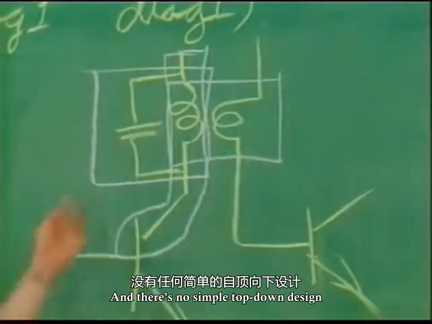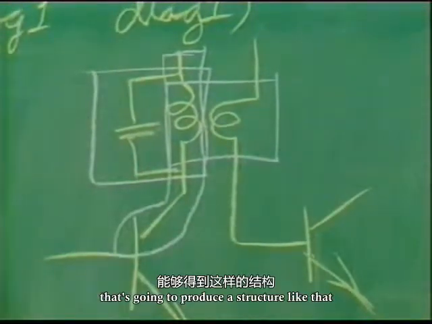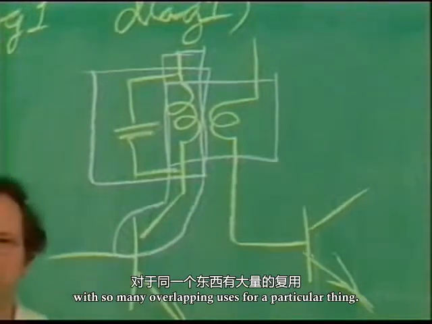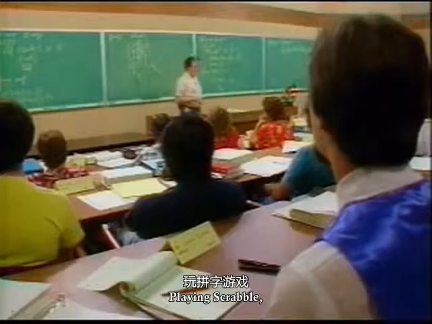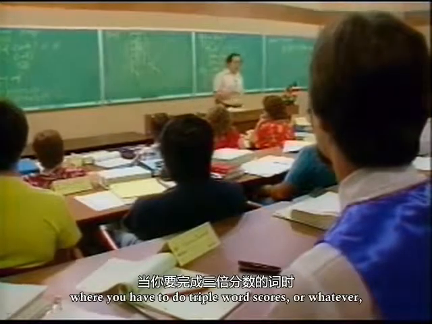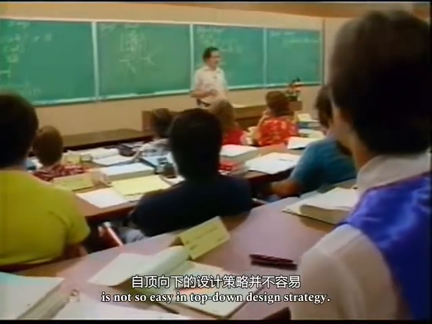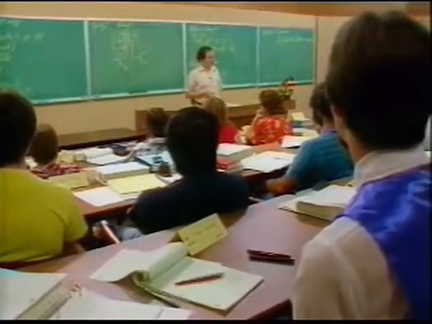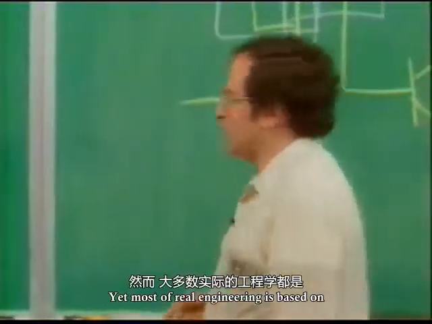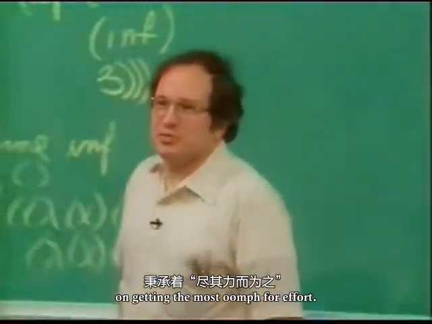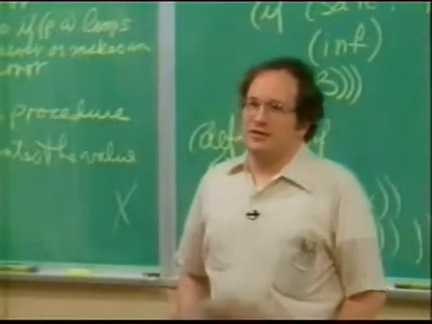And there's no simple top-down design that's going to produce a structure like that with so many overlapping uses for a particular thing. Playing Scrabble, where you have to do triple word scores or whatever, is not so easy in a top-down design strategy. Yet most of real engineering is based on getting the most oomph per effort, and that's what you're seeing here.